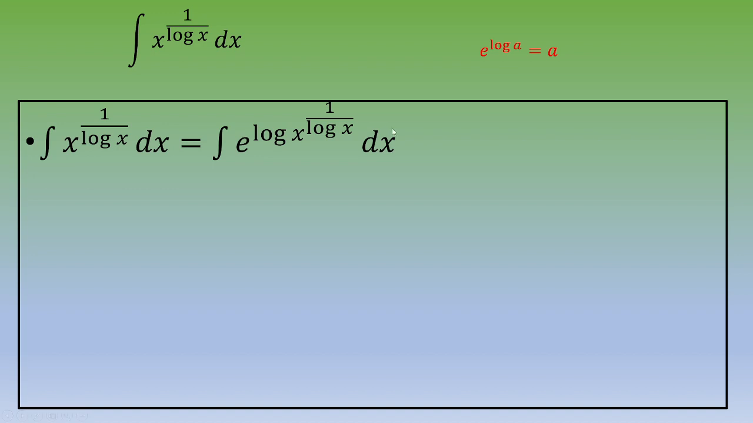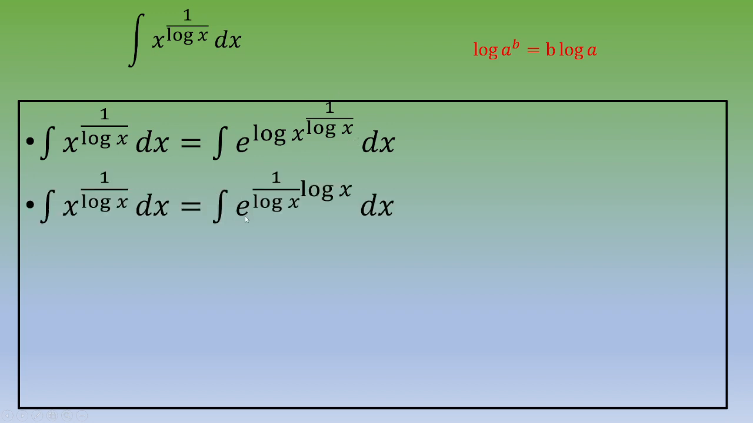Then we need to recall a property of the log. Every time you have log of a to the b, this is b times log of a. So if you apply this to this exercise, 1 upon log of x is the power, so this power becomes a parameter. You end up with the integral of e to the 1 over log of x times log of x dx.